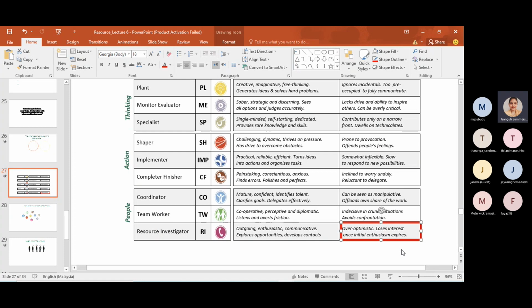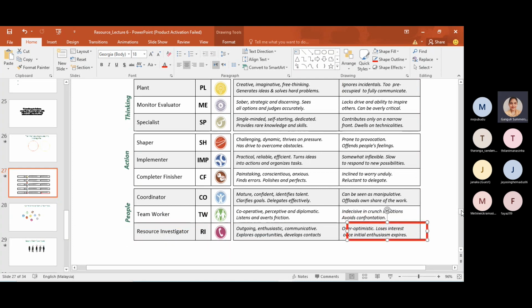So that means during the start of the project, in the beginning of the project, this person has lots of enthusiasm. This person is very enthusiastic, but over time, he or she might lose the enthusiasm. Okay, so this is a weakness that this person can have.